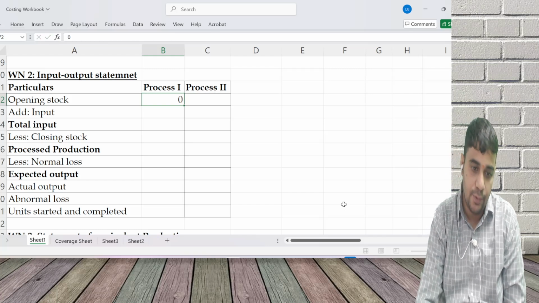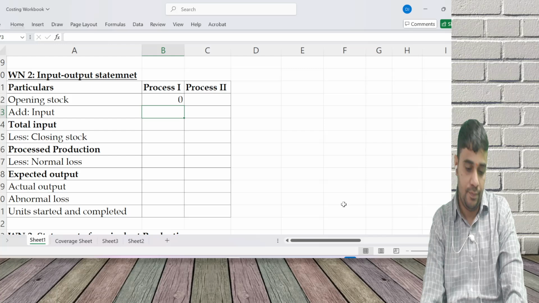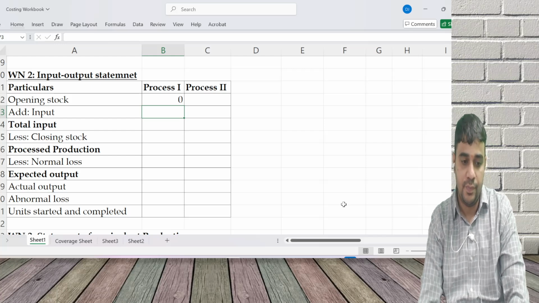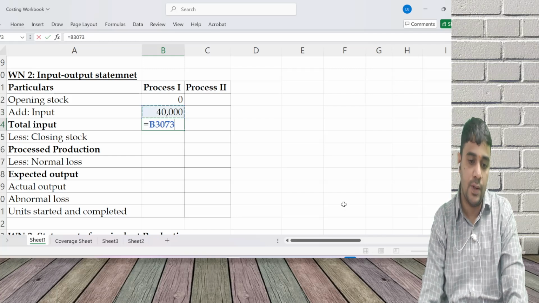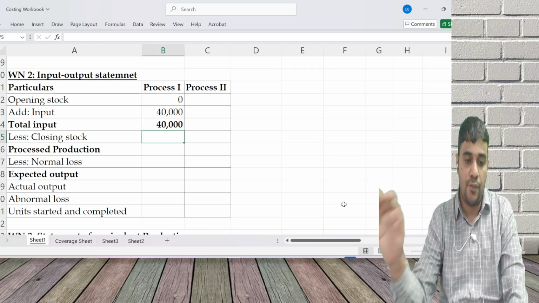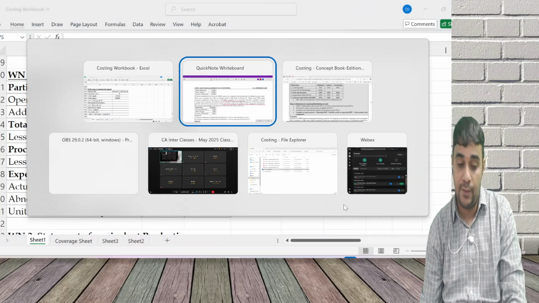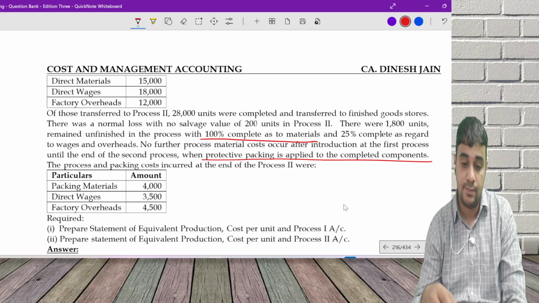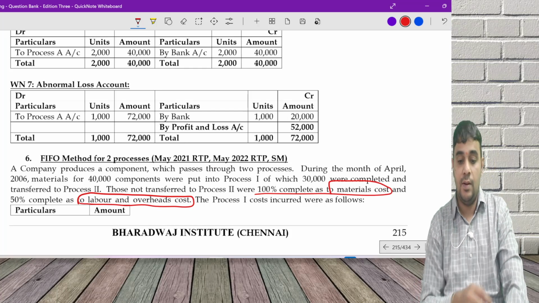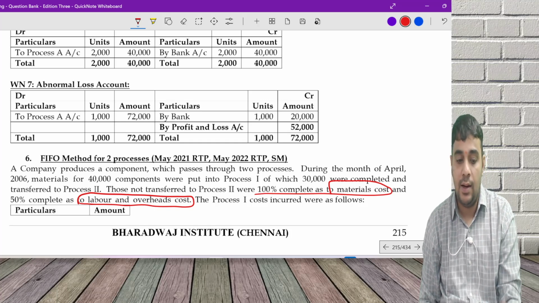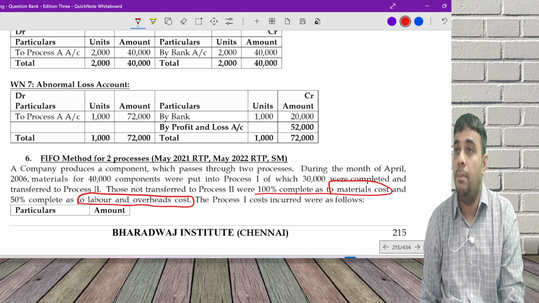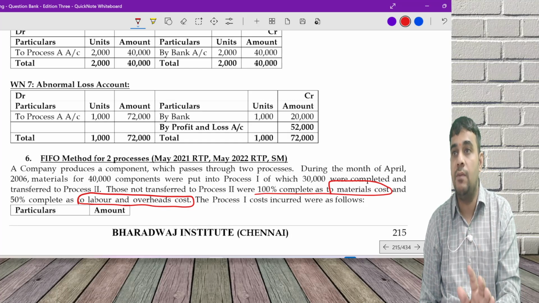Opening stock 0. Input, total input is 40. Read the question carefully. There is some closing work in progress. It says 40,000 units were put in, 30,000 were completed, 10,000 will be work in progress.